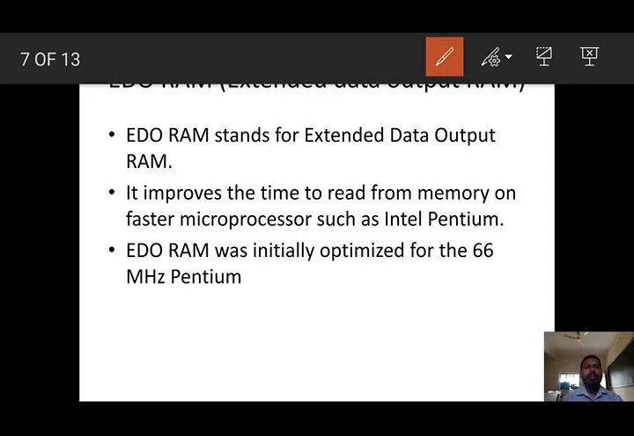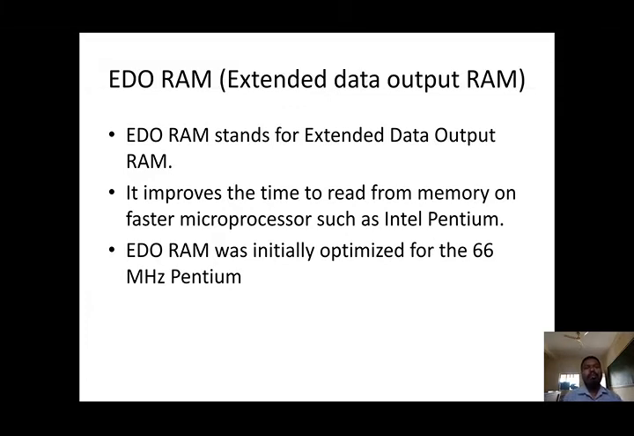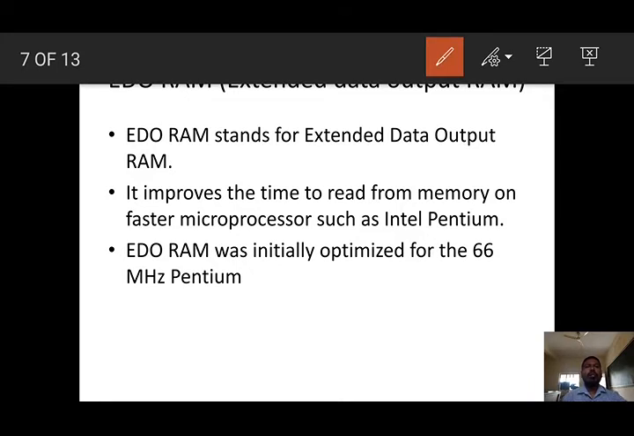First, EDO RAM. What is the expansion of EDO RAM? Extended Data Output RAM. It improves the time to read from memory on faster microprocessors such as the Intel Pentium. Dear students, this was a faster microprocessor in earlier years. Nowadays we are not using this type of RAM. In earlier years we used this EDO RAM. At that time it was fast, but nowadays it is not fast compared with modern RAM.